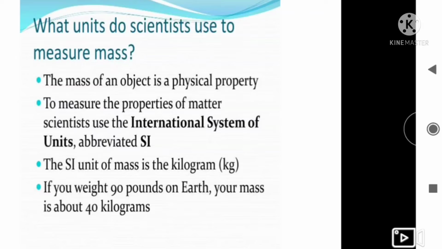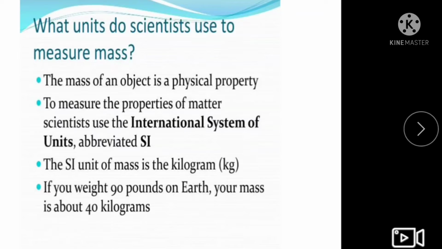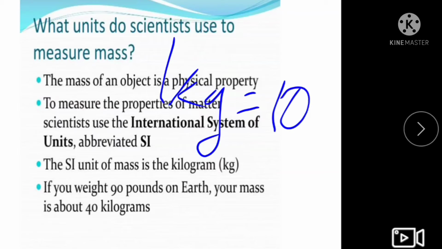However, in the laboratory or for weighing expensive substances, generally smaller units such as gram, milligram, etc. are used. 1 kilogram equals 1000 gram. And 1 gram equals 1000 milligram.